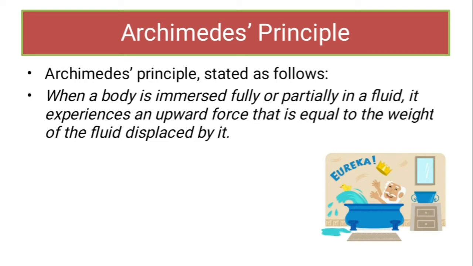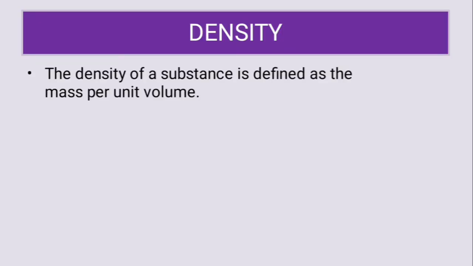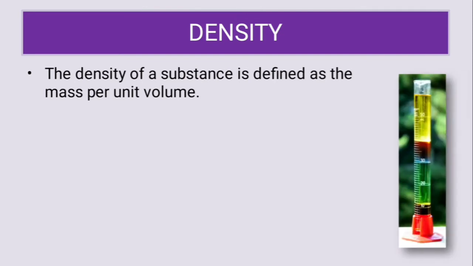This was first discovered and stated by Archimedes. So, the name of the principle is Archimedes Principle. Now comes the density. The density of the substance is defined as mass per unit volume. So, closer the particles, more is the density.